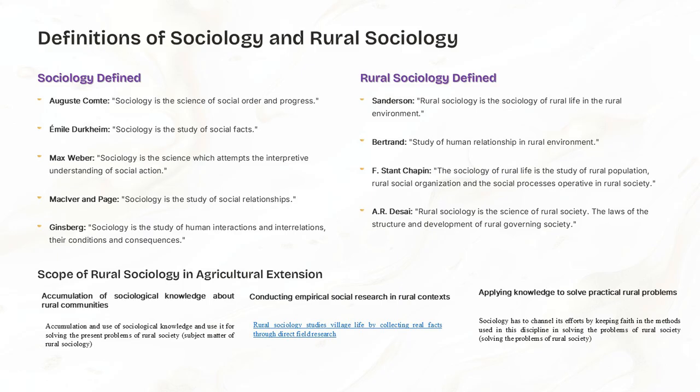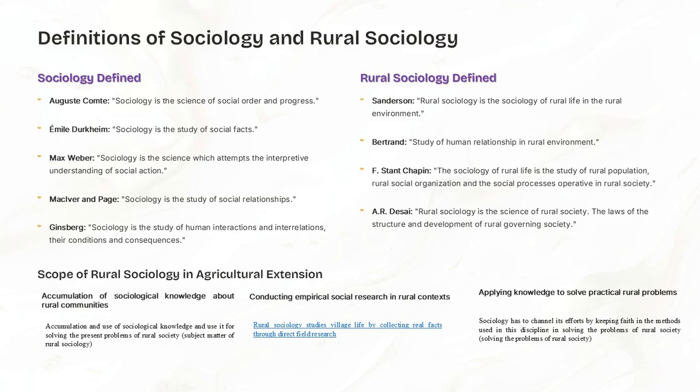Definitions of sociology and rural sociology. Sociology defined. Auguste Comte: sociology is the science of social order and progress. Emile Durkheim: sociology is the study of social facts. Max Weber: sociology is the science which attempts the interpretive understanding of social action. McIver and Page: sociology is the study of social relationships. Ginsberg: sociology is the study of human interactions and interrelations, their conditions and consequences.